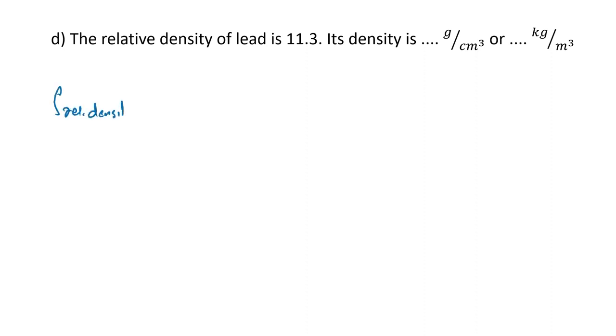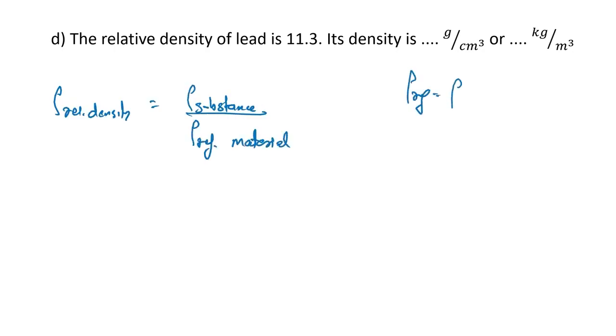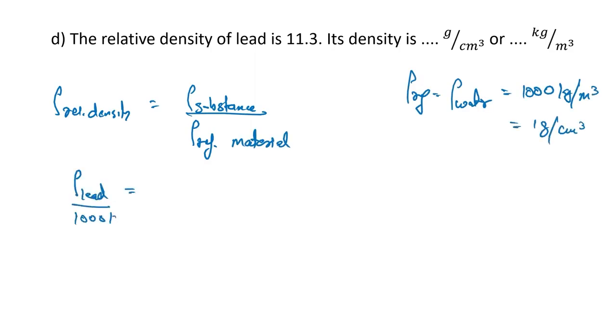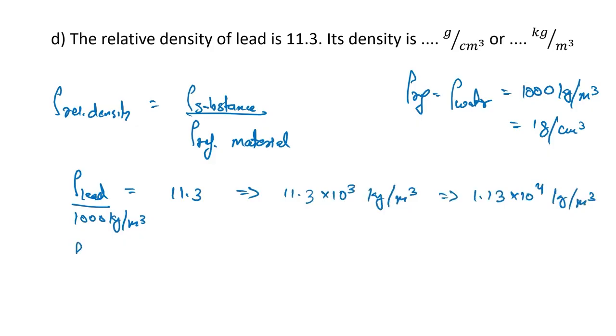So the expression for relative density is the density of the substance divided by the density of the reference material. Here the reference material is water, and water has a density of 1000 kg per meter cube or 1 gram per centimeter cube. So that's how we will calculate the density of lead. That would be equal to 1.13 into 10 to the power 4 kg per meter cube or 11.3 gram per centimeter cube.